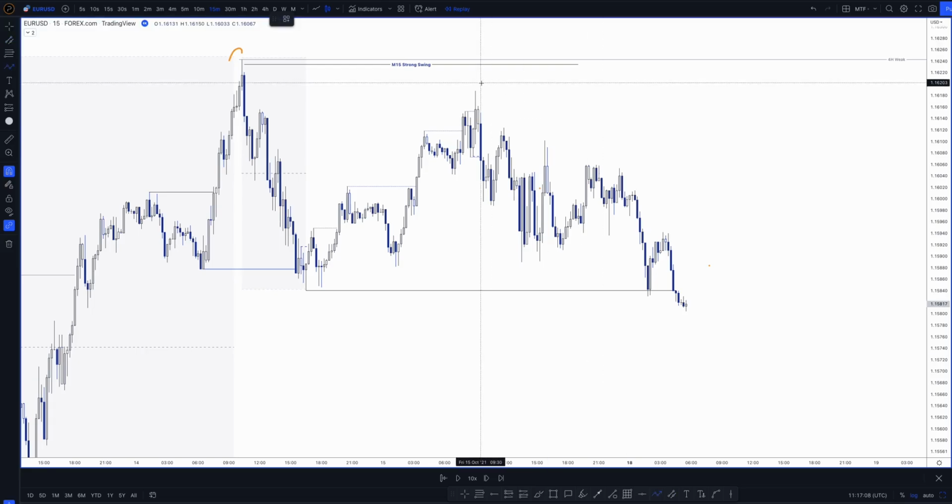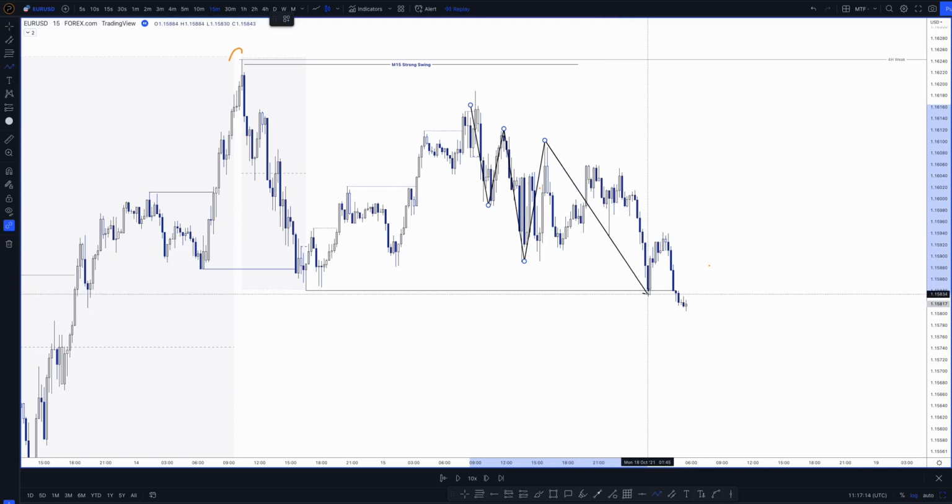So you can see that internal structure. Lower low, lower high, lower low, lower high. Then it just chopped around from within there. Eventually got that internal lower low. Didn't quite get the break, pulled up again, and then we eventually got the break, okay?